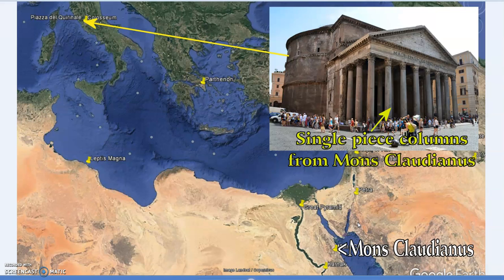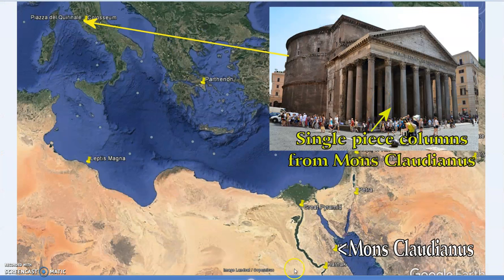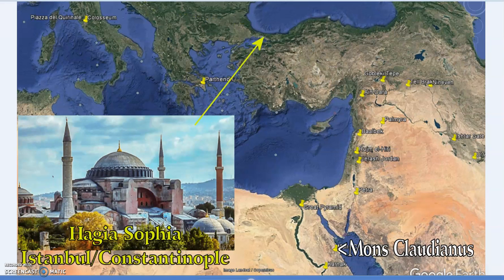So even though all granite is granite, different granite quarries have different properties. Apart from the granite that comes from Aswan, there are also single piece giant columns that come from Mons Claudianus, and inside the Pantheon there are also single piece porphyry sculptures. Diocletian's palace in Split in Croatia, and Baalbek as well. Hagia Sophia has precisely fit floor panels, columns, statues.